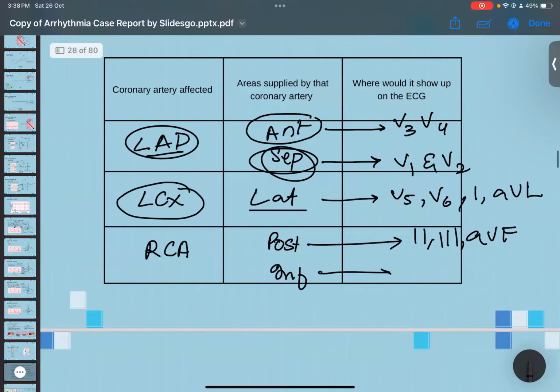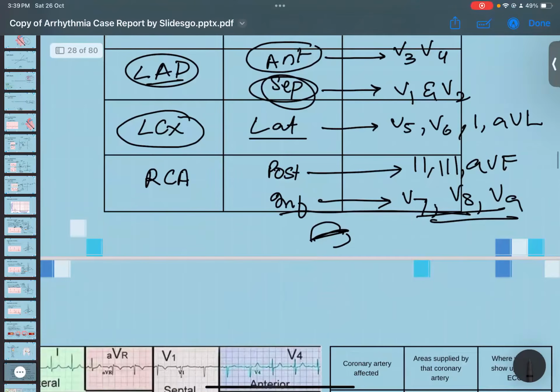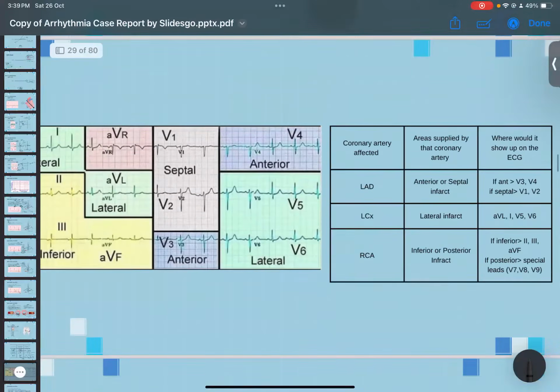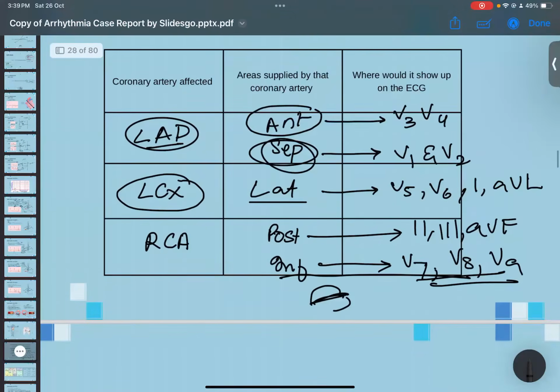For the posterior area of the heart being infarcted, you utilize specialized leads: V7, V8, and V9. These are leads that you place at the back rather than in the front. You know how you place these leads on the precordium; these leads are placed at the back so they can visualize the posterior area of the heart better. But this is just extra info. It's not something they're going to quiz you on in the exam. Anyway, here's the slide where I explained everything.